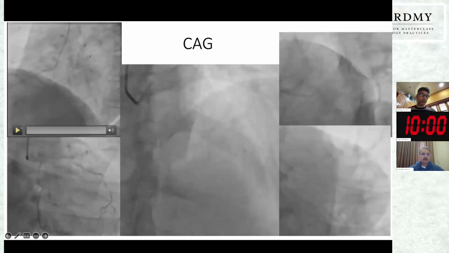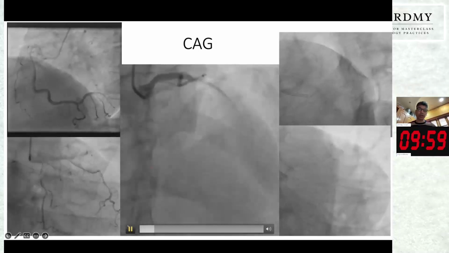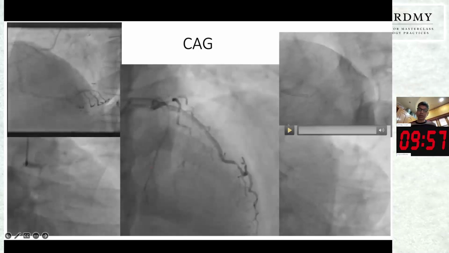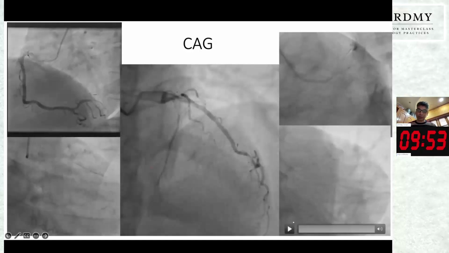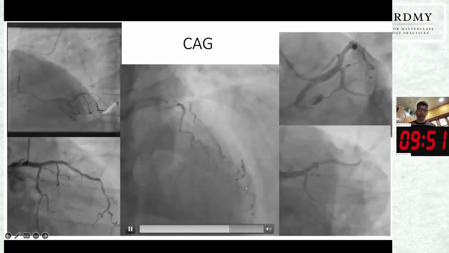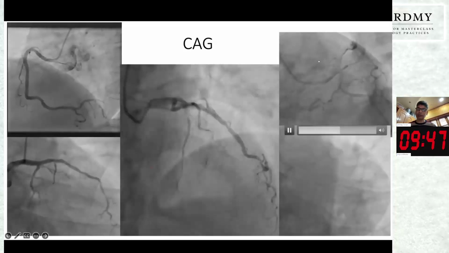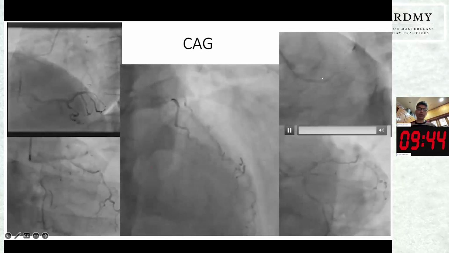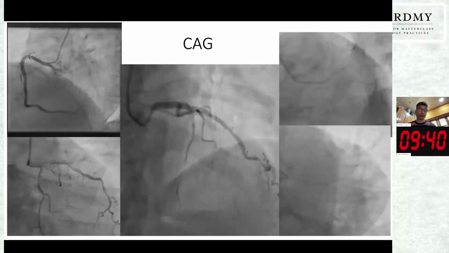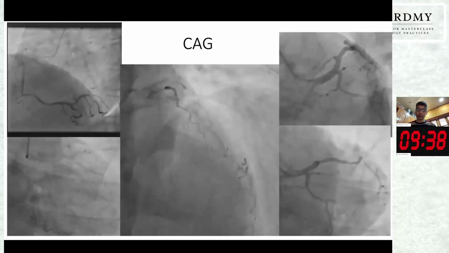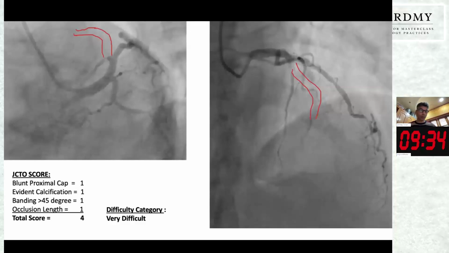So, right side it is normal. LCX was also normal, but LAD showed 100% occlusion with evident calcification. You can see where this is the calcification evident, here the calcified lesion, and it was CTO actually. The history went back for 3 years. So the JCTO score was assessed, and it was 4.